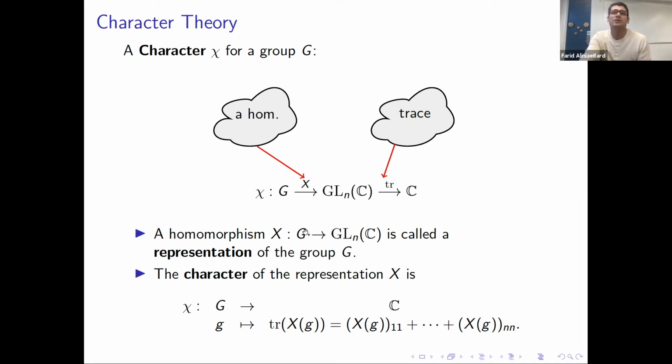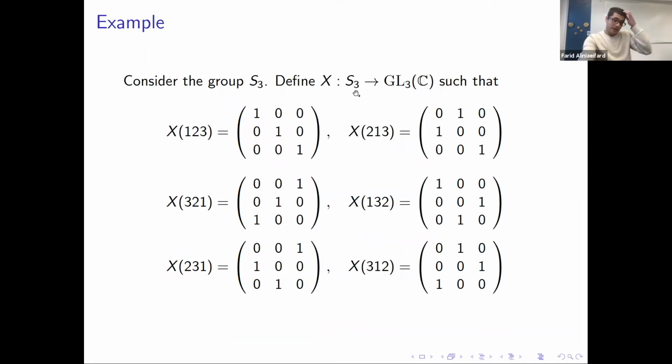So let's do an example to make it more clear. Here we have the symmetric group of order 3, which is the set of all functions from {1, 2, 3} to {1, 2, 3}. And here, I use one-line notation of permutations. So if I have 2, 1, 3, that means 1 goes to 2, 2 goes to 1, and 3 goes to 3. If I map, for example, 1, 2, 3 to a matrix such that I look at the first column, here is 1, so I put 1. I look at the second column, here is 2, so I put 1 here in the second row. And here I put 1 in the third row.